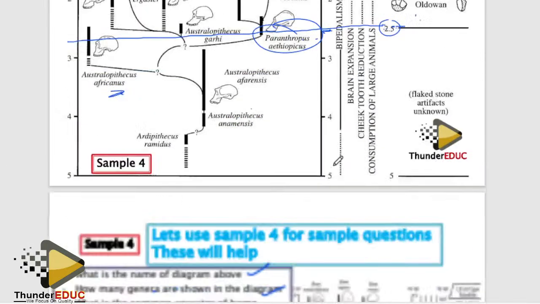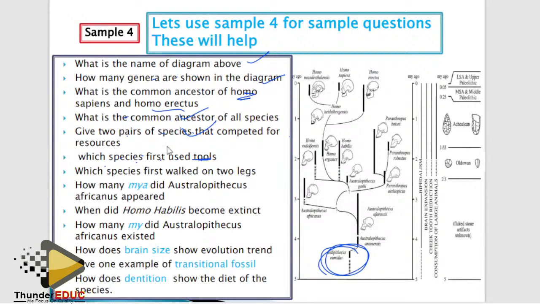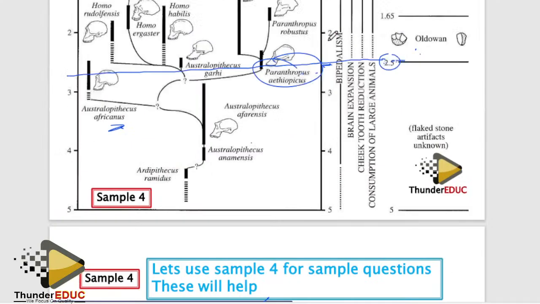Then they are asking another question: species to walk on 2 limbs. The species to walk on 2 limbs is Homo erectus. But if they give you a diagram, you have to look at it. Bipedalism is here. So the species which first walked on 2 limbs is Australopithecus anamensis. So Australopithecus anamensis is the one which first used the 2 limbs.